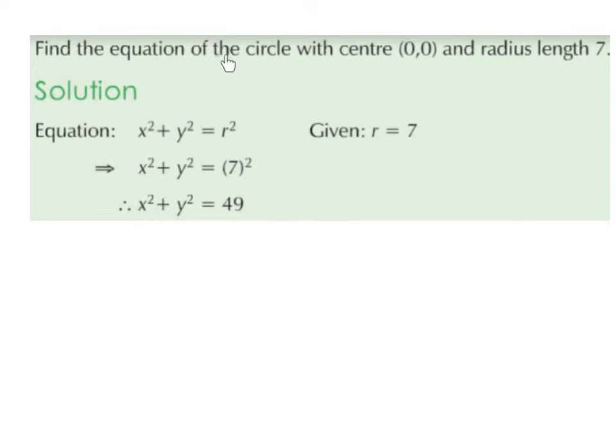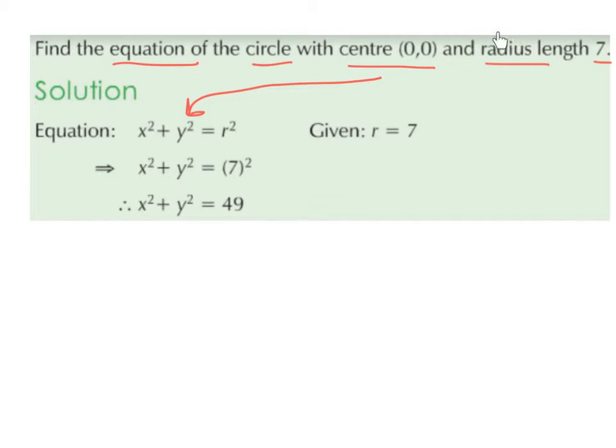Find the equation of the circle with center 0, 0 and radius length 7. So this is the equation of a circle with a center 0, 0. We can only use this formula if we have a center of 0, 0. So our equation formula is x squared plus y squared equals r squared, where the r represents the radius.